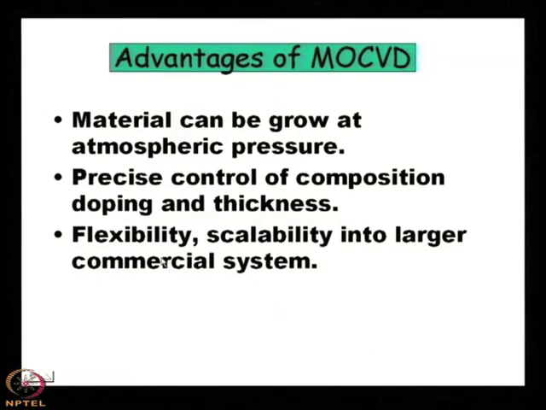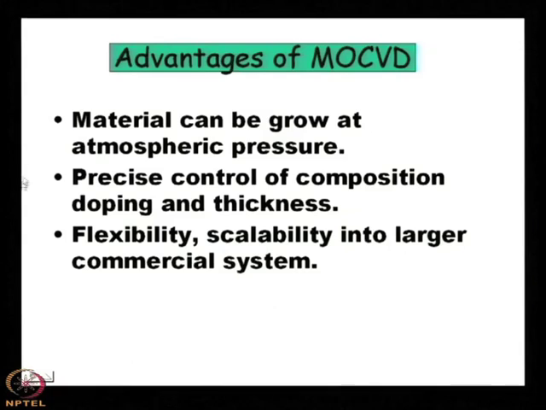Now, what are the advantages of MOCVD growth? That means advantages over the other CVD. Here the material can be grown at atmospheric pressure, one advantage. The second advantage is the precise control of composition, doping and thickness. One is composition, second is doping, and third is thickness. You can very precisely control. Precisely control means plus minus 1 angstrom. Plus minus 1 angstrom thickness you can control.